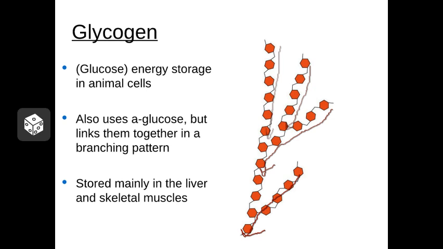And we can use these individual glucose molecules later if we need them. We can break them off and metabolize them. So glycogen is analogous to starch. It's just that you find it in animal systems, not in plant systems.